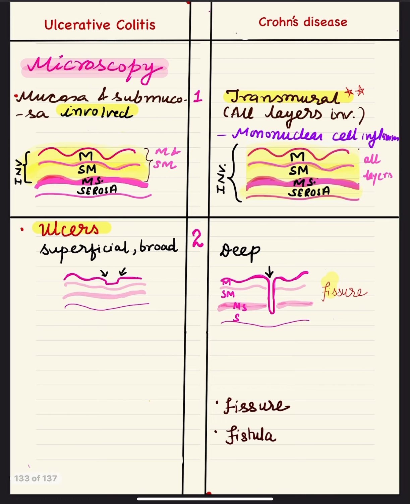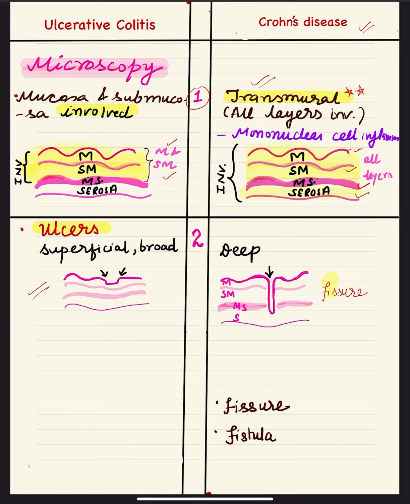Next, some microscopic differences. I have already told you that in Crohn's disease there is transmural involvement, that is, all of the layers are involved. You know the layers of the intestine: first is mucosa, then submucosa, then muscularis layer, and last is serosa. All 4 layers will be involved in Crohn's disease, and there will be mostly mononuclear cell inflammation, lymphocytes and plasma cells, seen in all the layers. While in ulcerative colitis, mucosa and submucosa are mainly involved, so only the superficial involvement is there.